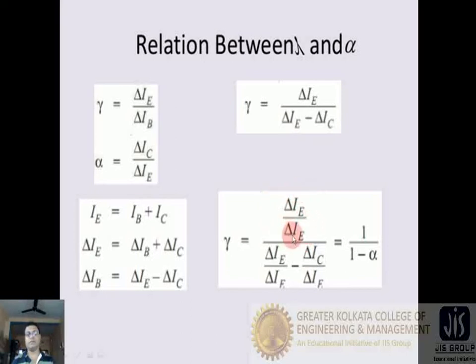So delta IE by delta IE, over delta IE by delta IE minus delta IC by delta IE. So delta IC by delta IE gives me the alpha. So the whole expression comes to 1 divided by 1 minus alpha. So in this way we can get a relationship between the gamma and alpha. So gamma equal to 1 divided by 1 minus alpha. So it is the mathematical representation between the gamma and the alpha.